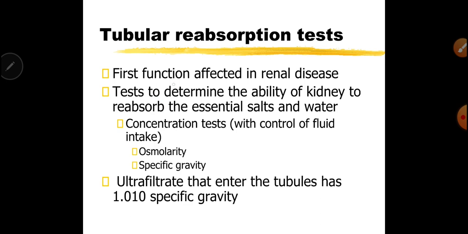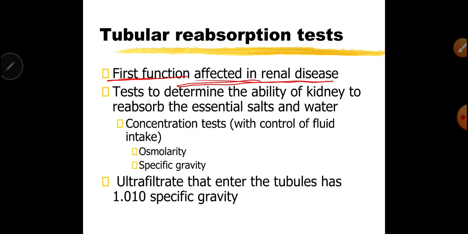Tubular reabsorption usually is the first function to be affected in renal disease. So it is an early marker compared with the glomerular filtration. In glomerular filtration, the kidney will lose more than 50% of its function before there is a change in the parameters of glomerular function. In contrast, the tubular reabsorption function will change immediately, as an early marker for the change in the kidney function.